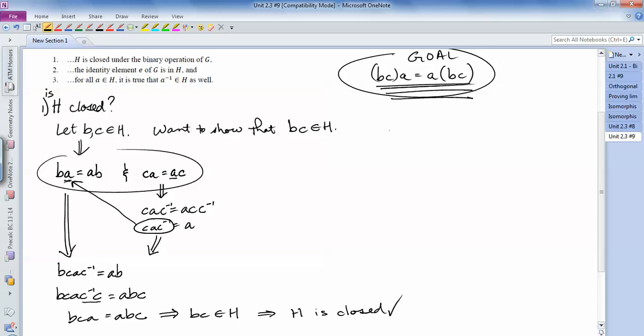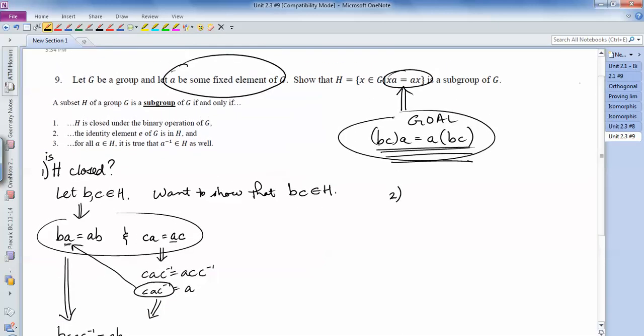So that part's done. Let's take a look at if the identity of G is in H. How do we do this? Well, in order to be in H, your elements have to have the property x times a equals a times x. So we're checking if E is in there. It's in there if E times A equals A times E, which is true. So just based on the definition of what H is, E is in H. So we're good.